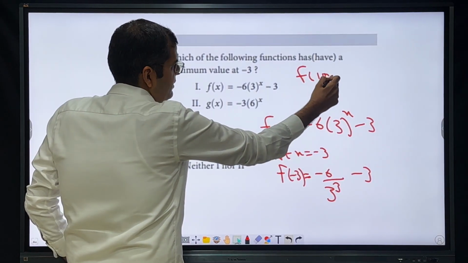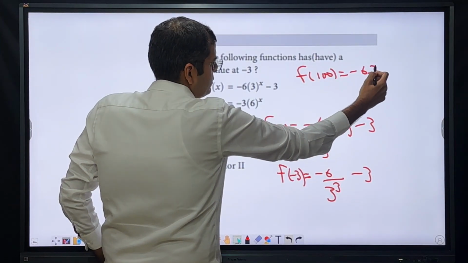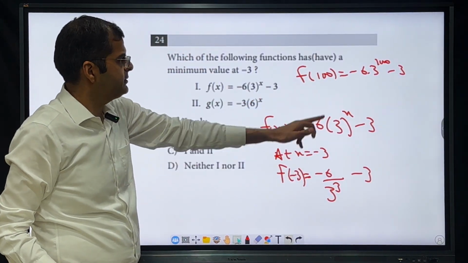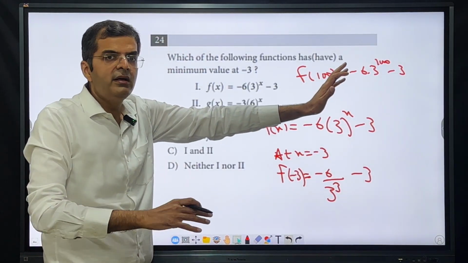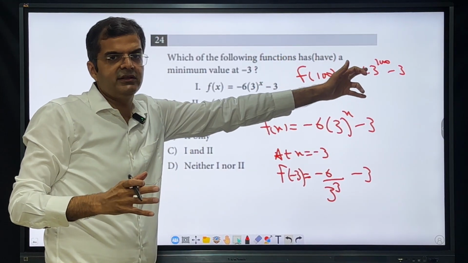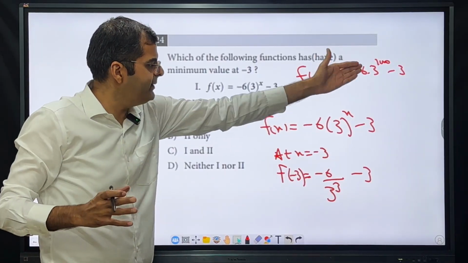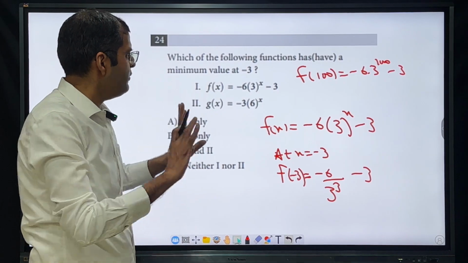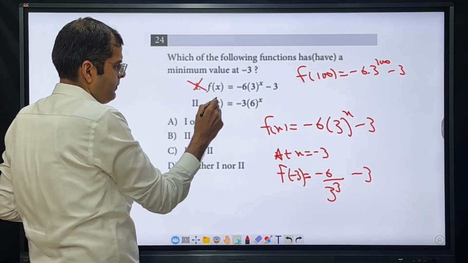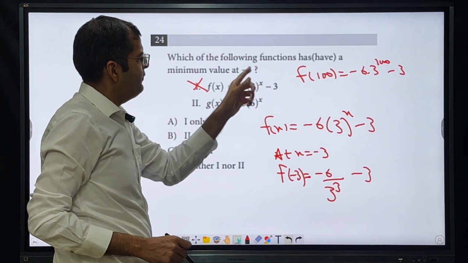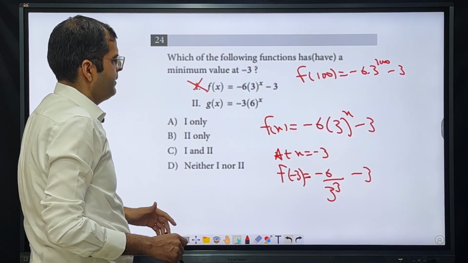What will be f of 100? That will be minus 6 into 3 raised to 100 minus 3. It is a much smaller value than this because minus 6 is being multiplied by a very big number. So it gives me a very big negative number, and then you deduct 3 from that very big negative number. So you get a very big negative number here in comparison to here. So at x equal to minus 3, f of x doesn't give me the minimum value for sure, because I can get further as I increase x, f of x becomes further smaller.